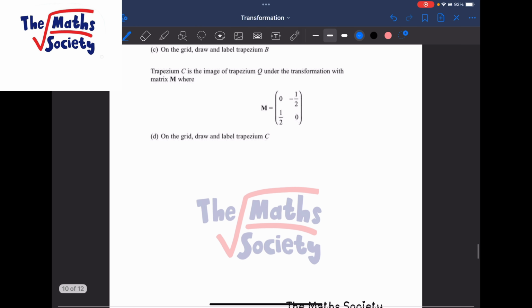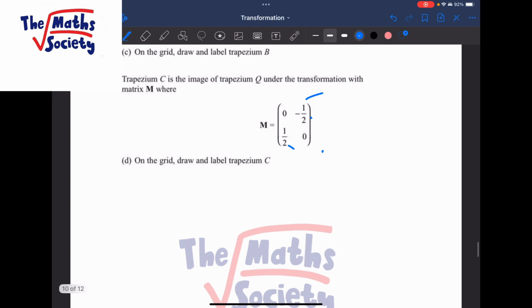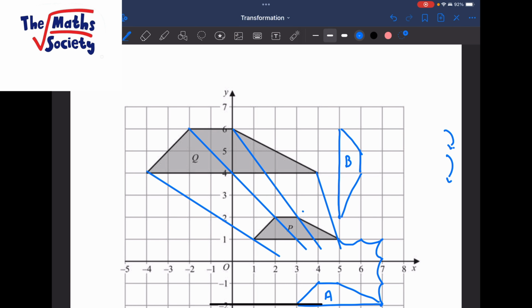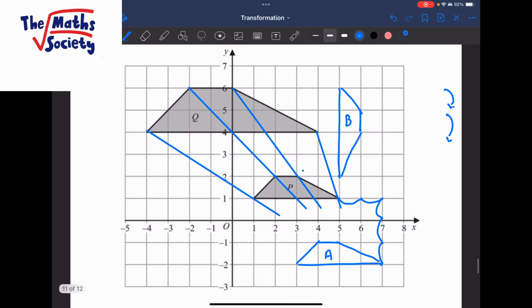It says C is the image of trapezium Q under the transformation with matrix M, where 0, -1/2, 1/2. So this time it's the opposite. This one's in Y, this one's in X. So we just need to make sure of that. So for C, we need to get Q's coordinates first. So that's -4, 4, 4, 4, 0, 6, and the last one was -2, 6. Yep.